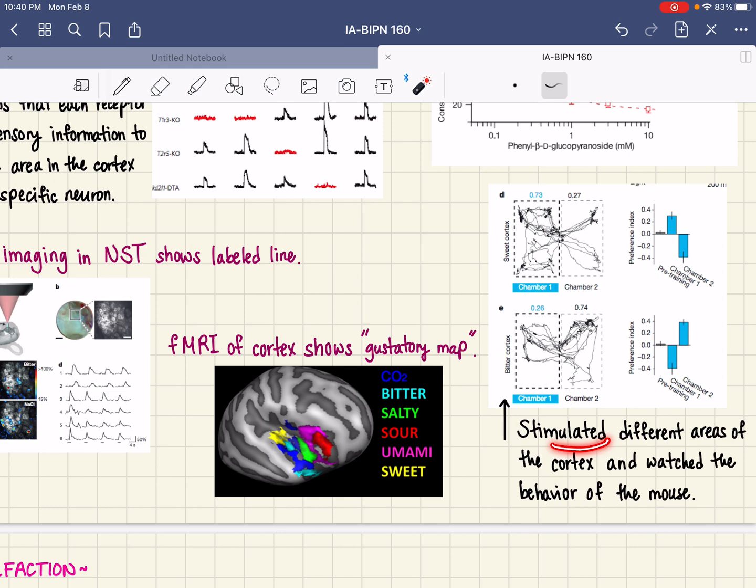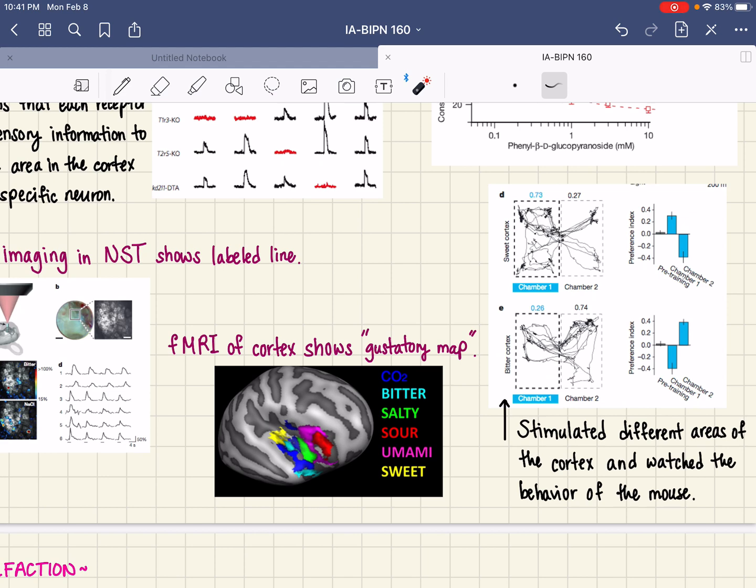they stimulated different areas of this gustatory cortex, okay, the taste cortex, and by doing so, I forgot what they did. Sweet cortex. Sorry. They stimulated the sweet cortex and they stimulated it in these areas, or I guess just in this box, in this chamber 1. And because it was stimulated, the mouse hung around in this chamber more because it just likes the sweet taste.